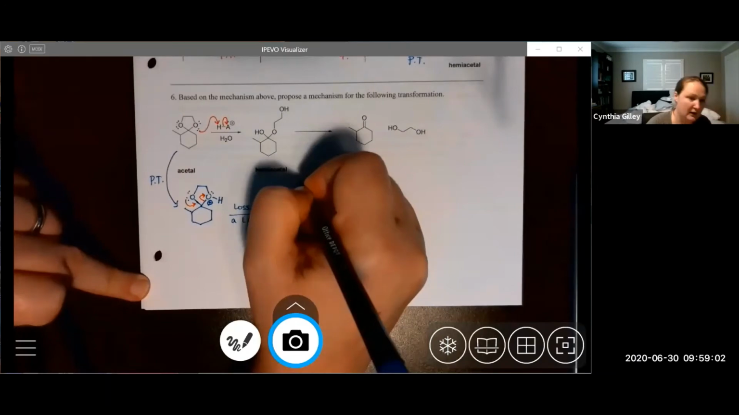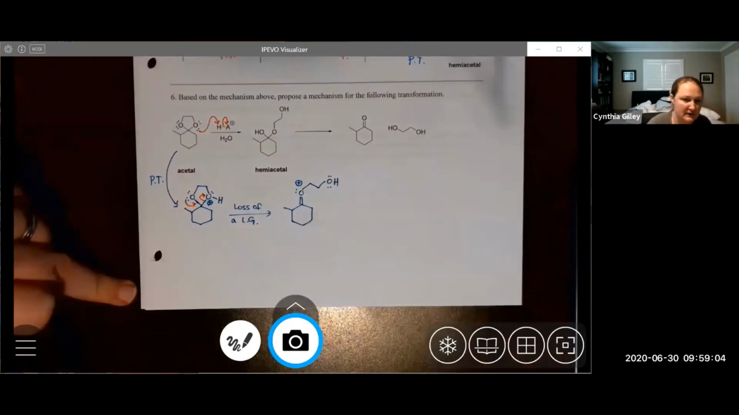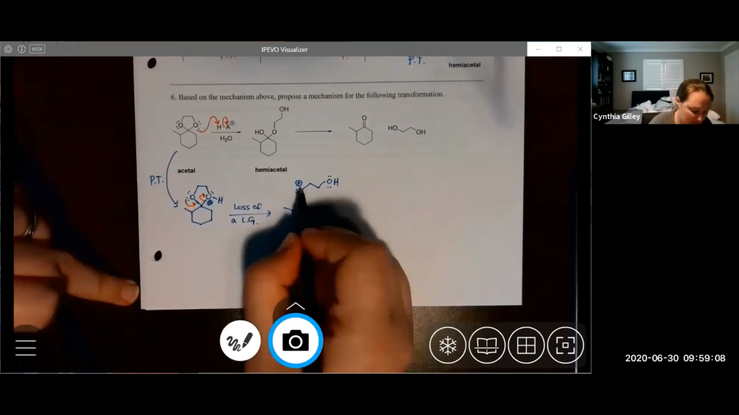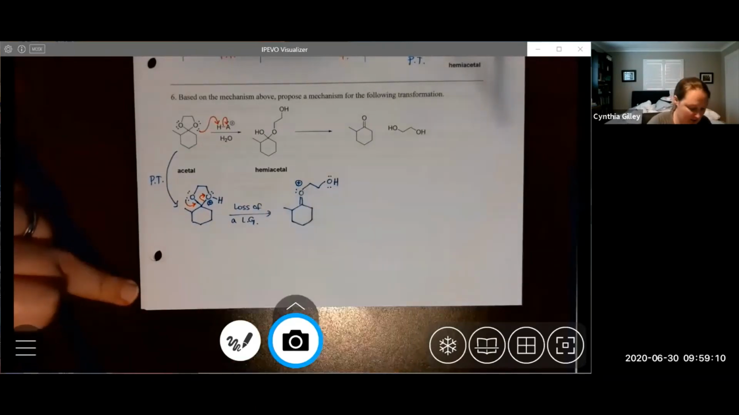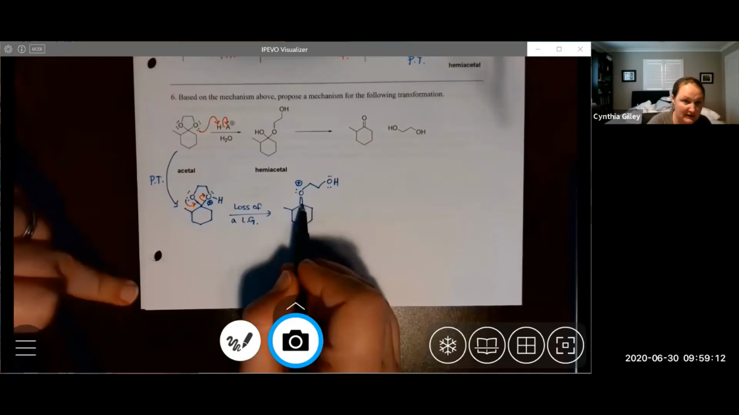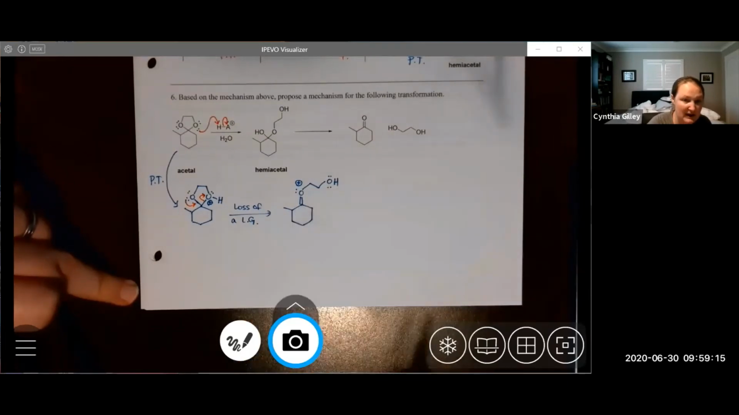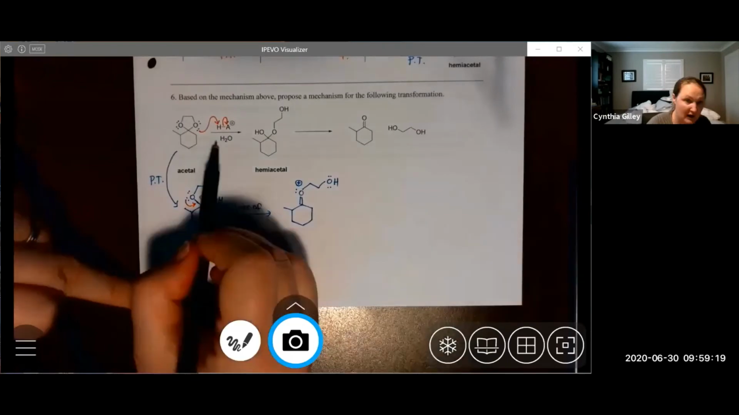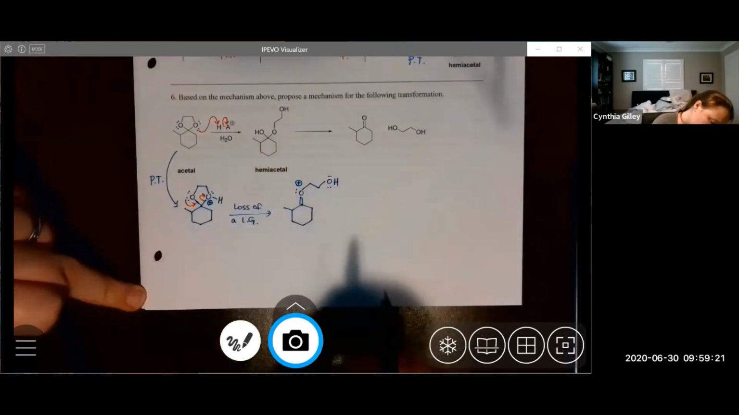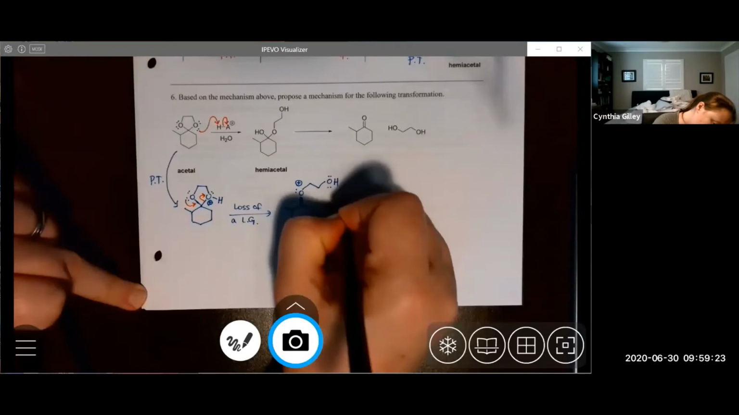Carefully drawing all lone pairs and formal charges. Remember, whenever you have this situation where the oxygen is positively charged, this carbon is highly electrophilic and can be attacked by a weak nucleophile. Remember, in the reverse reaction, there's lots of water around. So water will be the nucleophile.